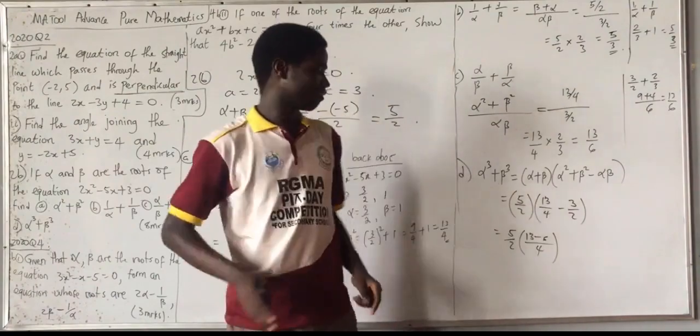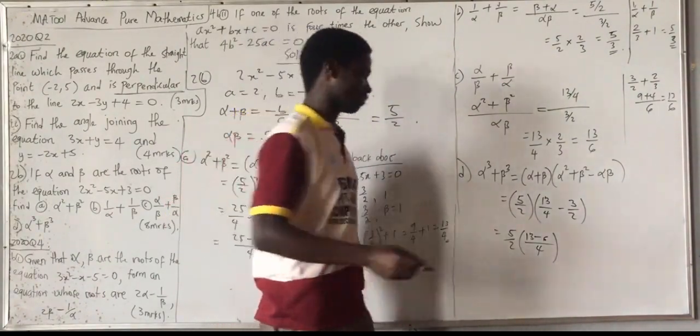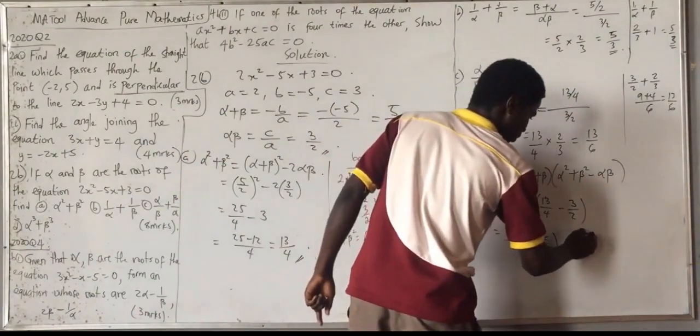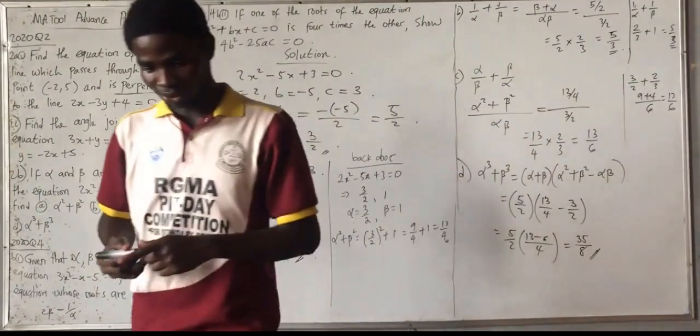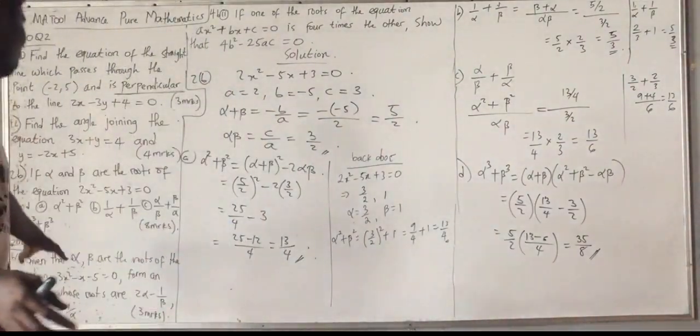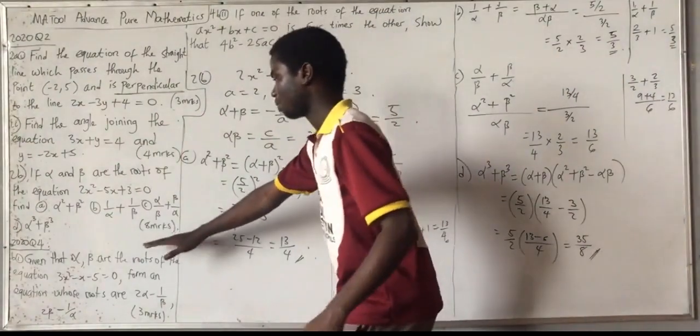13 minus 6 will give me 7, right? 5 times 7, 35. 35 all over 8. So the answer to that question is 35 all over 8. And I'm done with that. With all these questions I've written in this first place.